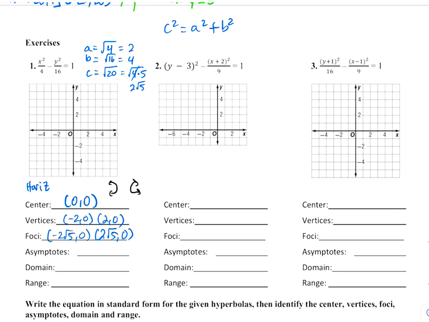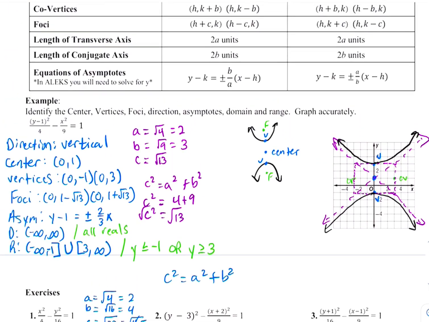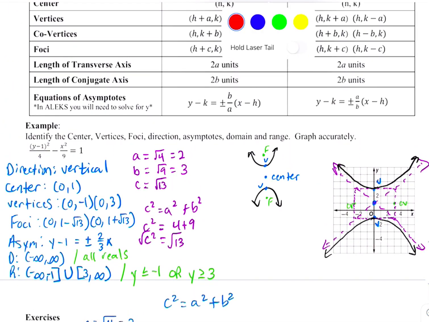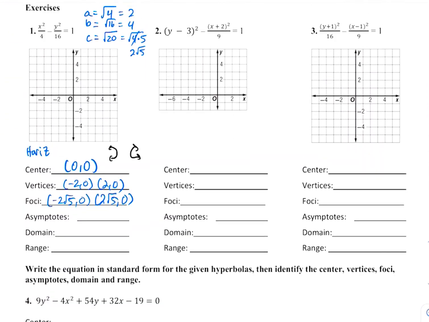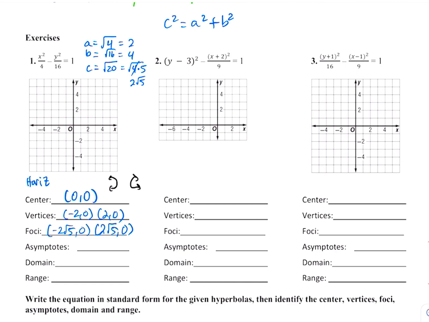And then for the asymptotes, we are using this formula, since it's horizontal. So this will be y minus 0, so I'm not going to write it, equals plus and minus. So if it helps, that way if you don't want to reference a formula every time, remember how we create the box. So I would have to go over a and then up b.